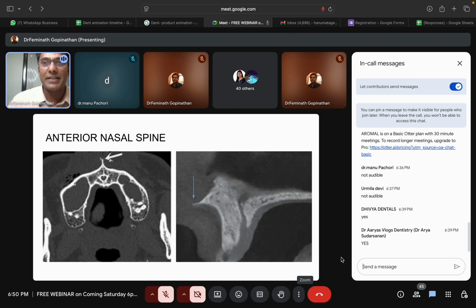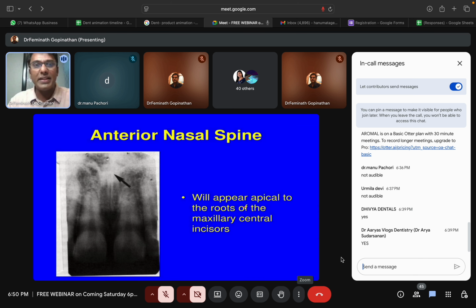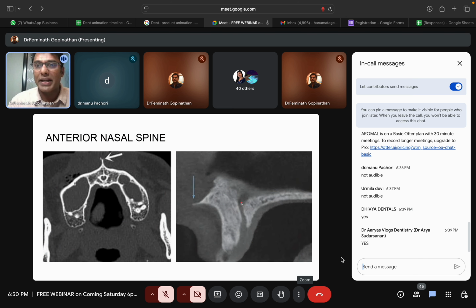Anterior nasal spine. That is also a good area for placement of implants. The only thing is that there will be the nasopalatine duct which comes at the behind, but you have ample space in the front, in the anterior region. So there is no question of penetrating into the nasopalatine duct.